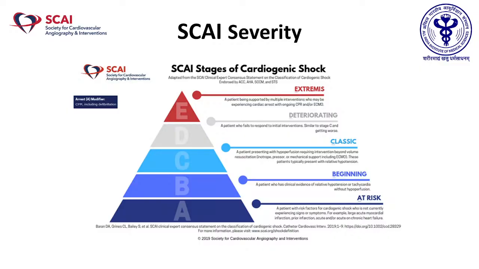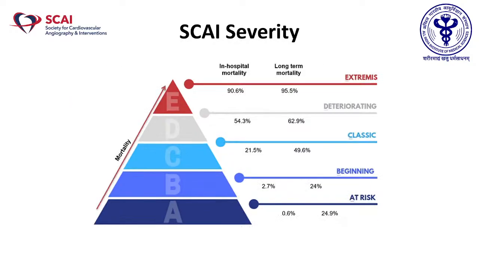Classic cardiogenic shock is the one that we typically see: a patient presenting with hypoperfusion requiring intervention beyond volume resuscitation. That is either an inotrope or a pressor support or a mechanical support. Deteriorating is the same as the classic but with worsening status. And extremis is the one who is in CPR or undergoing ECMO presently. So why is this important? Because the mortality is defined accordingly.